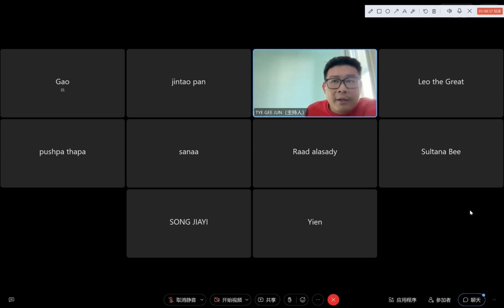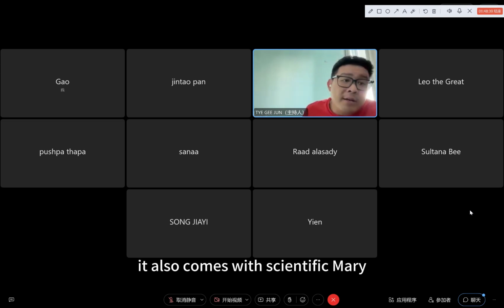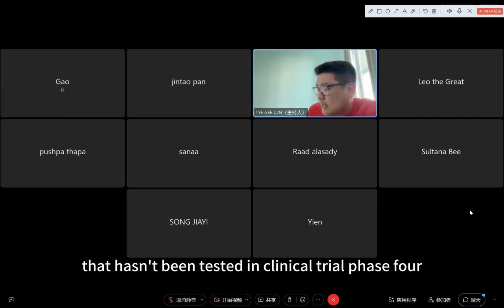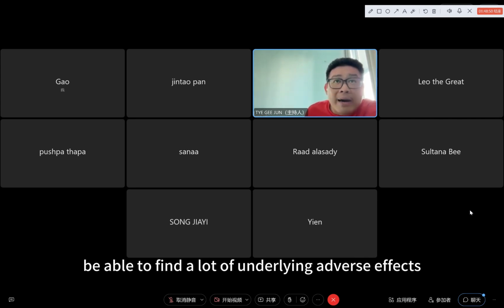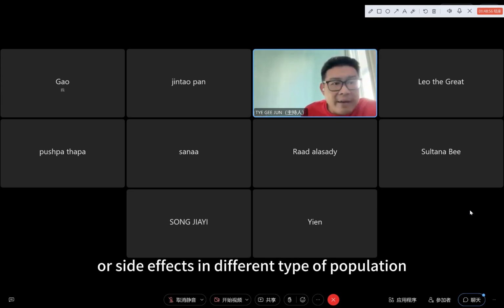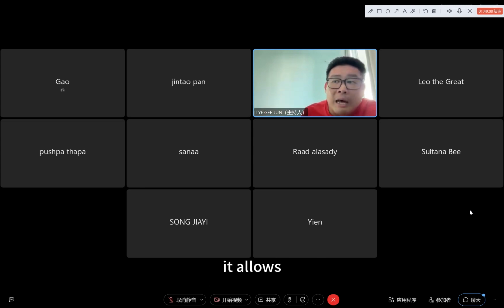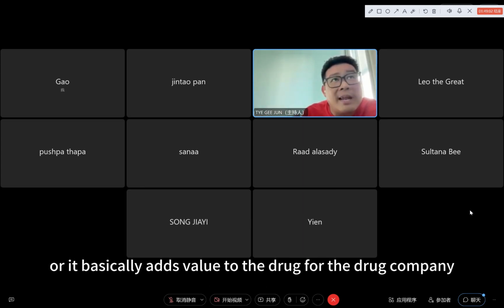But of course, it also comes with scientific merit, whereby people know that in a certain population that hasn't been tested in the clinical trial phase 4, they might still be able to find a lot of underlying adverse effects or side effects in a different type of population. And then it basically adds value to the drug for the drug company.